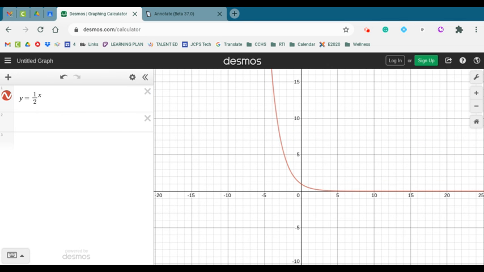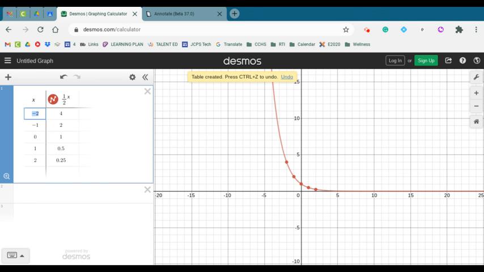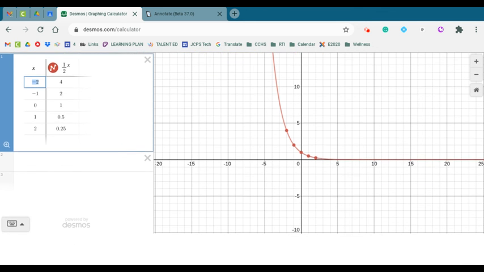So this is what it looks like. If you didn't realize, if our base is a whole number, it's going to be growth. If our base is a fraction, it's going to be decay. So keep that in mind. Oh, and then I need to get my table. Forgot about my table. Okay, so this is going to be my table.